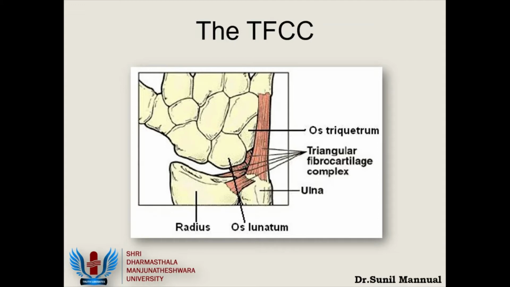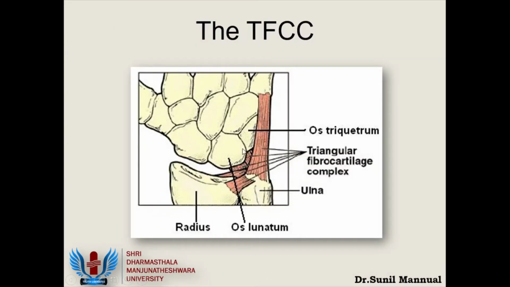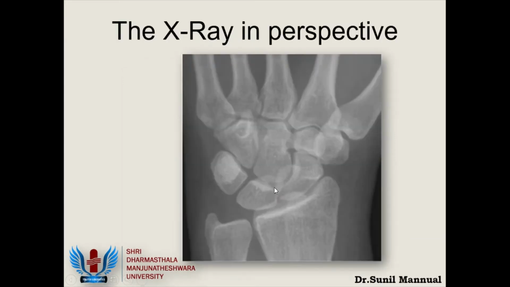Now you see the X-ray in perspective, and you can see this whole gap here. I don't know whether you've been seeing X-rays very regularly, but you'll notice that this whole area appears to be very empty. But as a student, you now know that this area is filled with the strong triangular fibrocartilage complex along with the articular disc. These are cartilaginous or fibrous, and therefore they do not appear on the X-ray, because the X-ray only shows radio-opaque structures like bones.